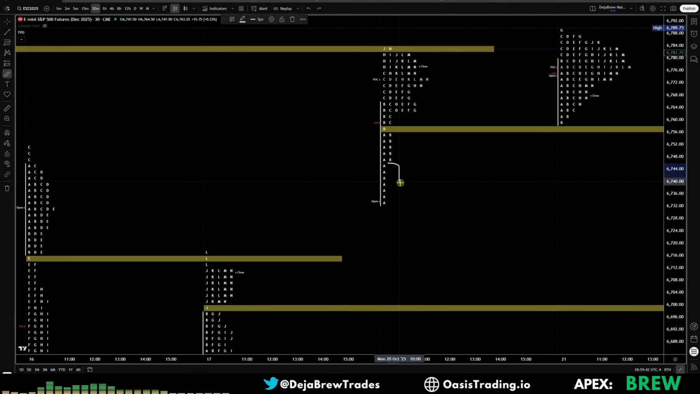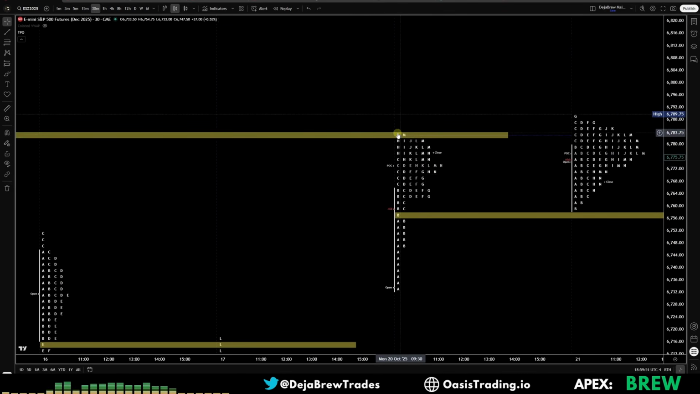Therefore, it is a tail. It is the lower tail. That is a proper tail. If it is not a proper tail and it's overlapping with multiple sessions, look at this J and M here, that is a poor high because it has overlapping letters. It has overlapping TPOs.